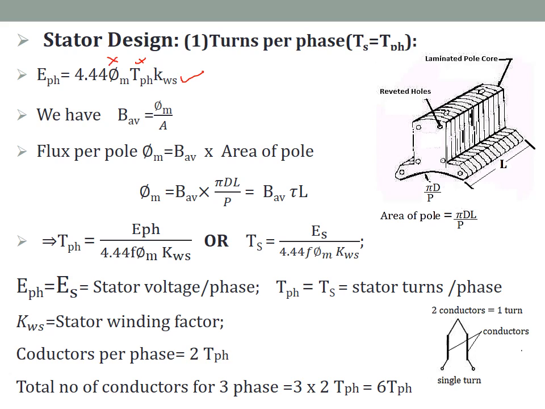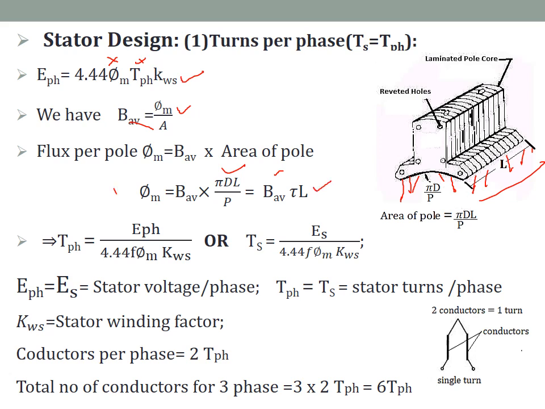We have B average is equal to phi m by A. So phi m is equal to B average into the area of the pole. The area of the pole is given by pi D L divided by P. You can see here, this is pi D by P, and this is L. This is the flux, generated under this pole area. So pi D L by P gives the pole area for one pole. So phi m is equal to B average into tau, the pole pitch pi D by P, into L.